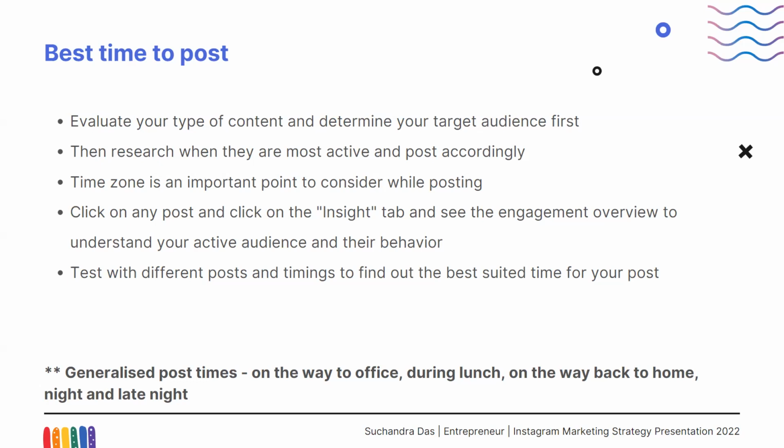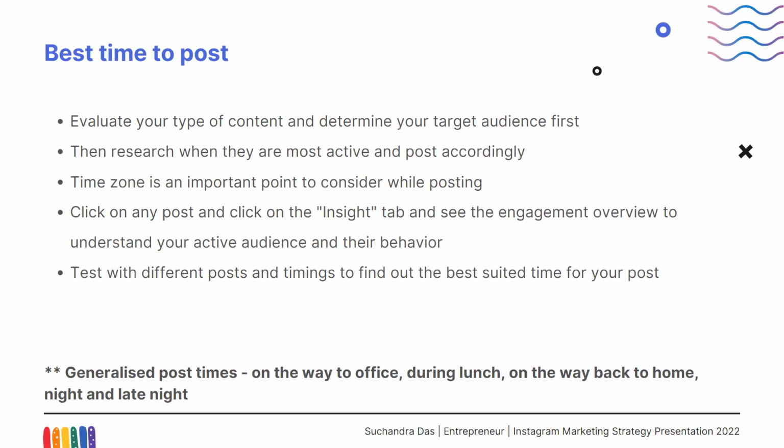মানে কাদের পৌঁছতে চাইছো, is your audience only college going people, or the people who are going to office, who are doing 9 to 5 office? So accordingly you have to define your target audience, কাদের কাছে পৌঁছতে চাইছো accordingly, এবং সেটাও একটা ফ্যাক্টর, one of the major factors যার বেসিসে তুমি কন্টেন্ট পোস্ট করবে। Then research when they are most active and post accordingly. Time zone is an important point to consider while posting.